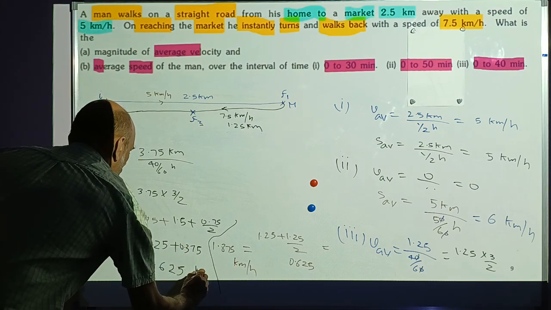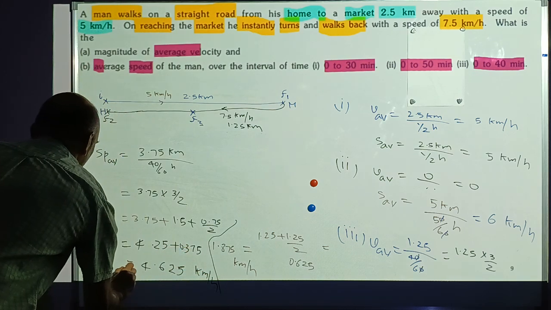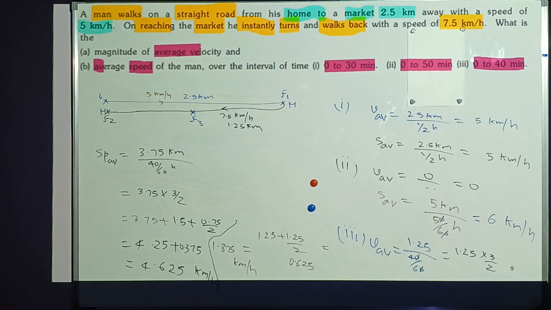So speed is more than the velocity, which is 1.875. Whenever there is turning back, speed and velocity will not be the same, they will be different because distance and displacement are different.